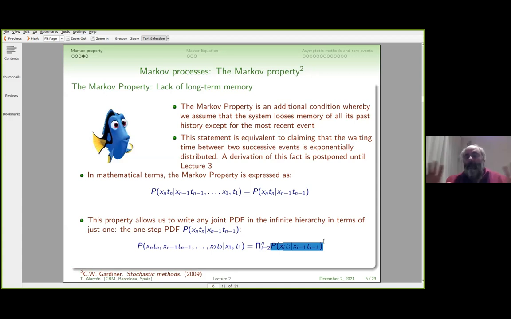Okay, so this is just the definition. It's very easy. You just need to think that you forget everything that has occurred except for the last event that you registered. Okay.